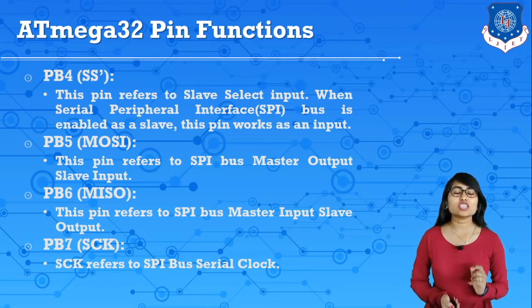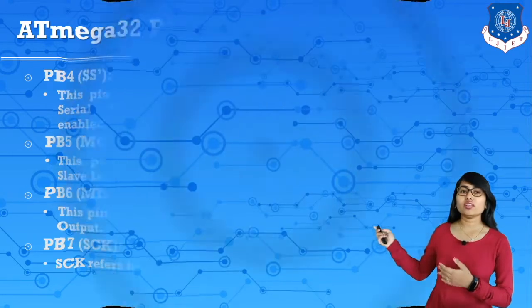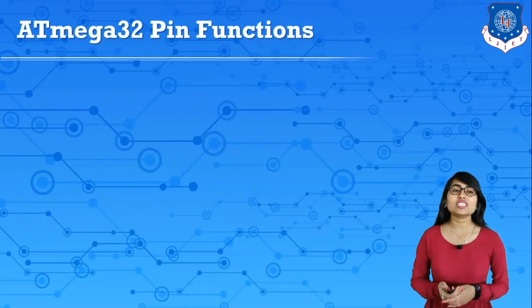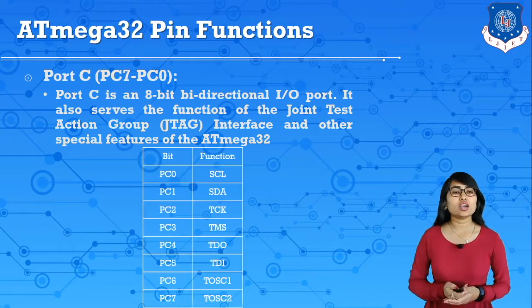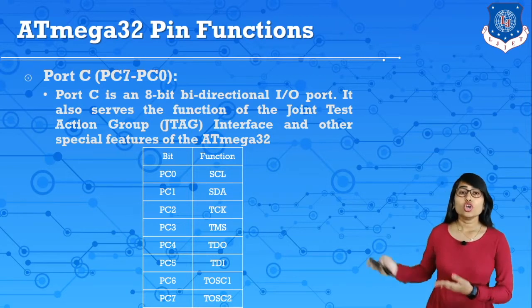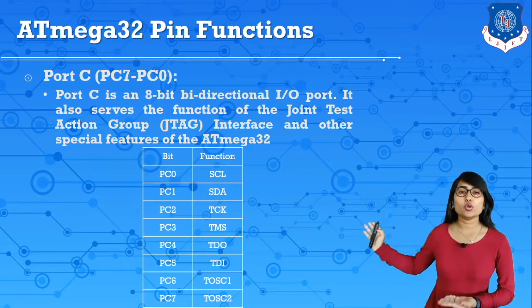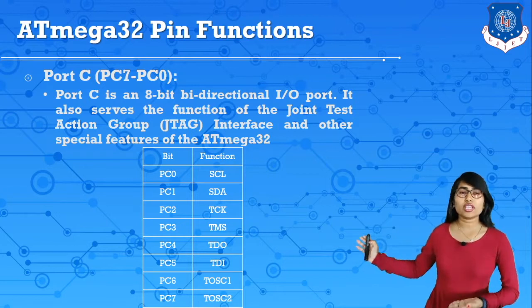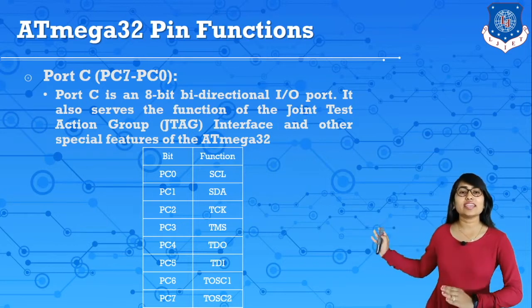Now let's discuss port C. Here we have the functions of port C. Port C is also an 8-bit bidirectional input output port, and it also serves the function of the Joint Test Action Group, that means the JTAG interface, and other special features of ATmega32. Here are each and every pin of port C, its bits, and its related functions.